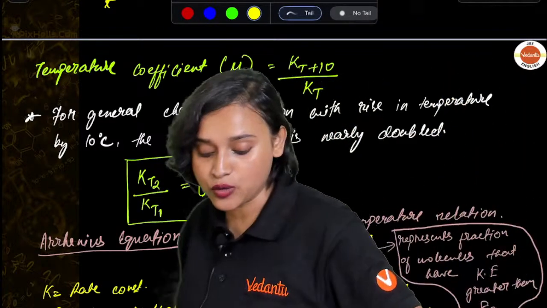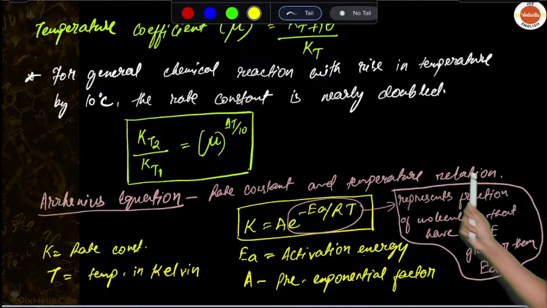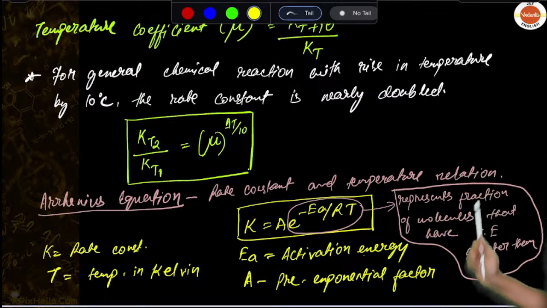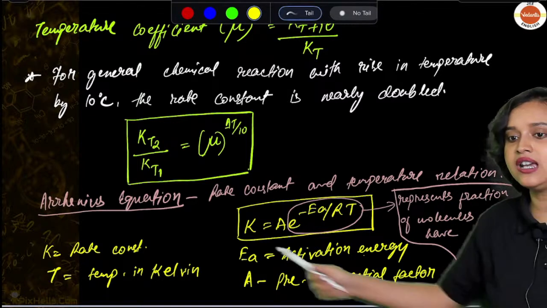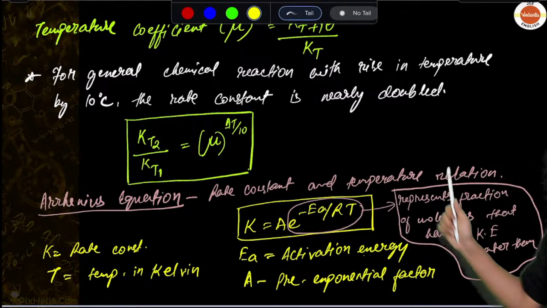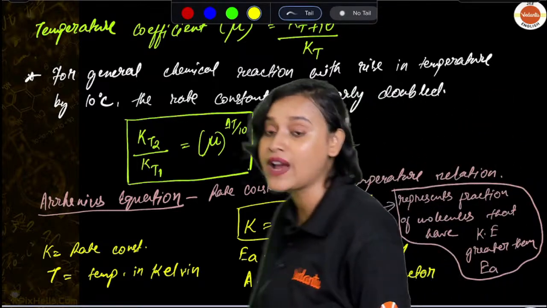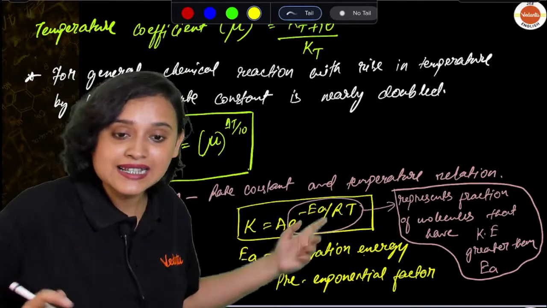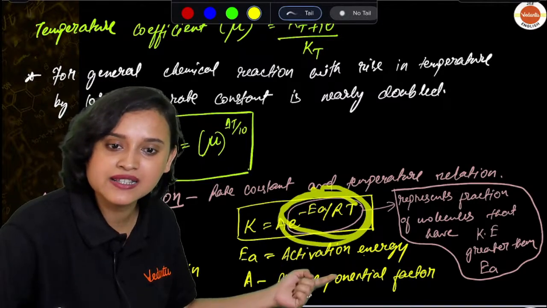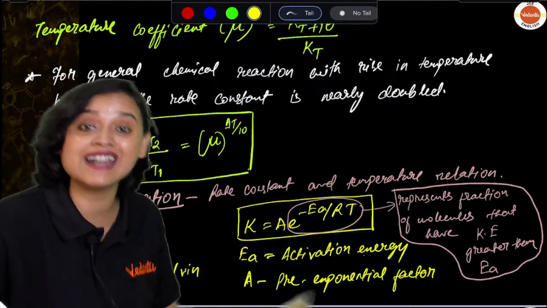However, the Arrhenius equation is that equation which gives you the exact relation of rate constant and temperature. And the equation is K is equal to A e to the power minus EA divided by RT. Now what is K here? K is your rate constant. T is your temperature in Kelvin. EA is the activation energy. And this A is called the Arrhenius factor, or pre-exponential factor. And by the way, this term, e to the power minus EA by RT, represents the fraction of molecules that have kinetic energy greater than the activation energy.